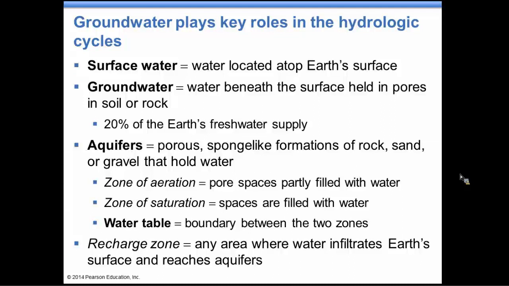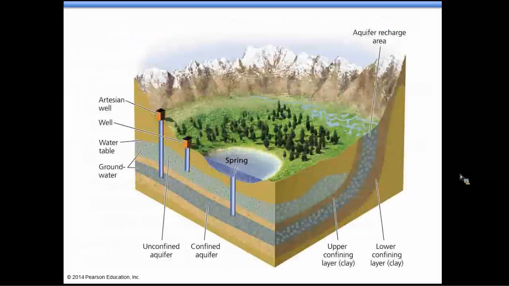An aquifer's upper layer, or zone of aeration, contains pore spaces partly filled with water. In the lower layer, or the zone of saturation, the spaces are completely filled with water, and the boundary between these two zones is the water table. And here we just have a picture on what we mean by an aquifer. We have the water table and the groundwater.